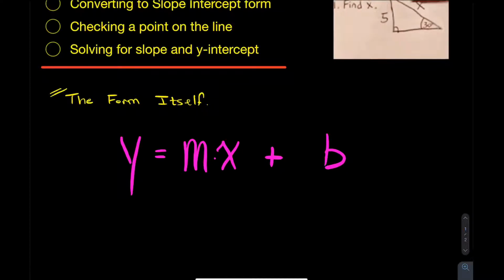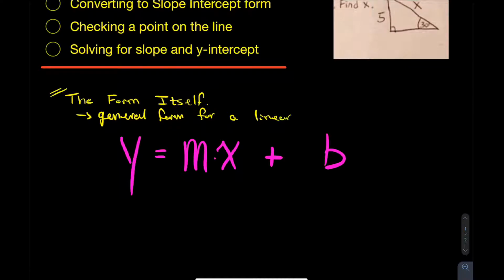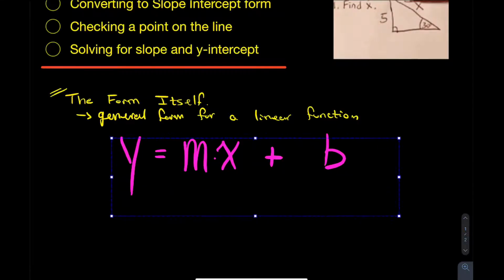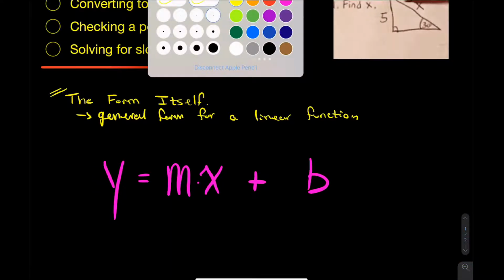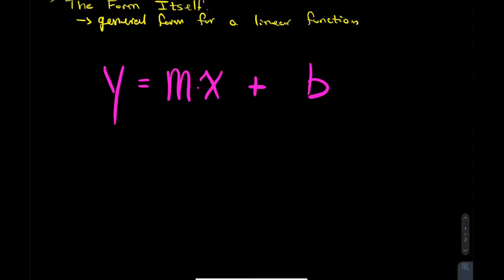Slope-intercept form is just a basic way to give a general form for a linear function. We'll say function, not equation. I'm just going to kick this down so we're not getting too squished. And what does each part in this form represent? Well, let's label what we can here.